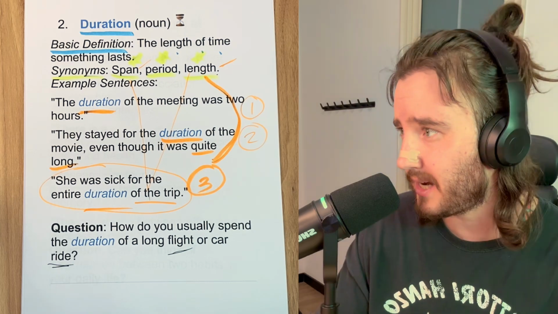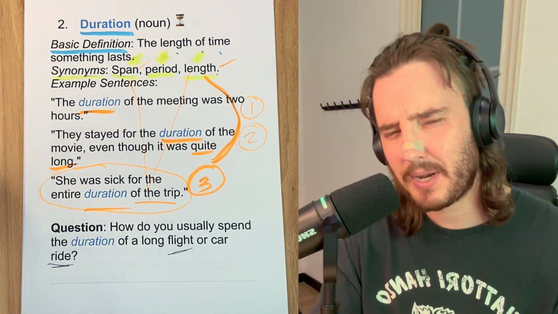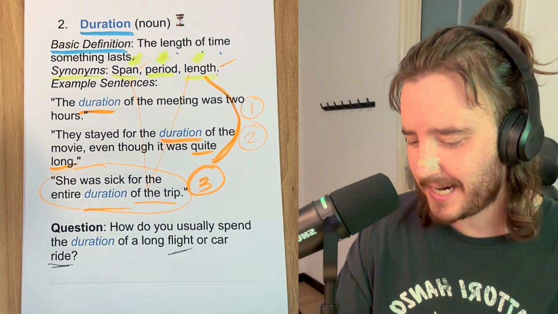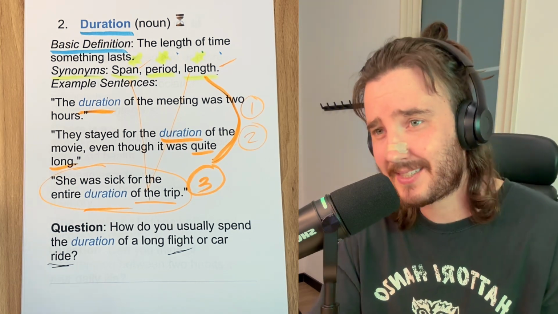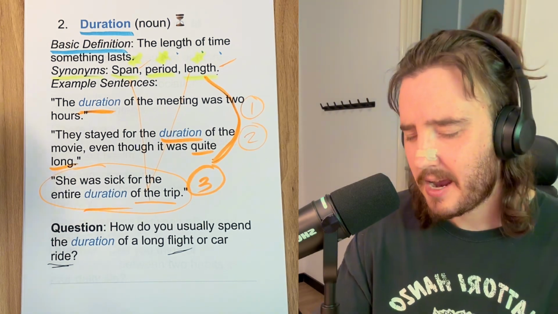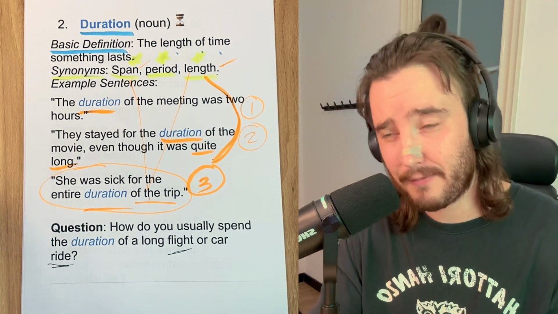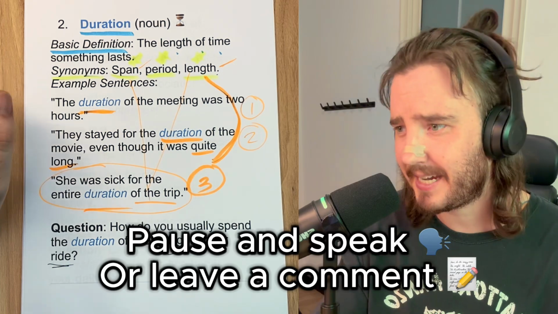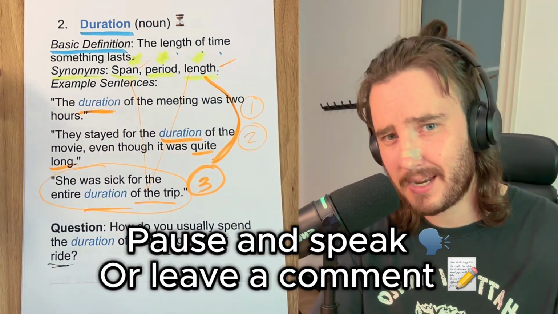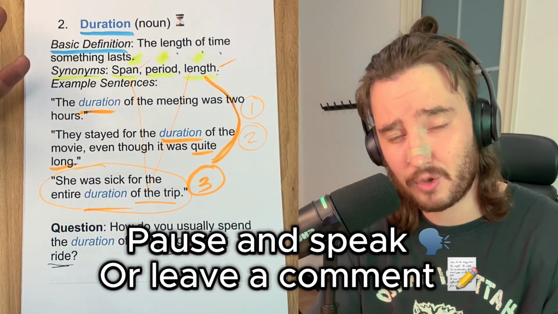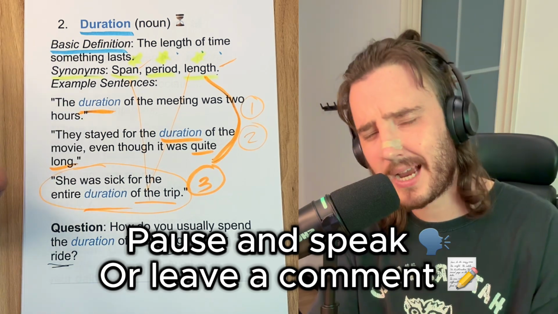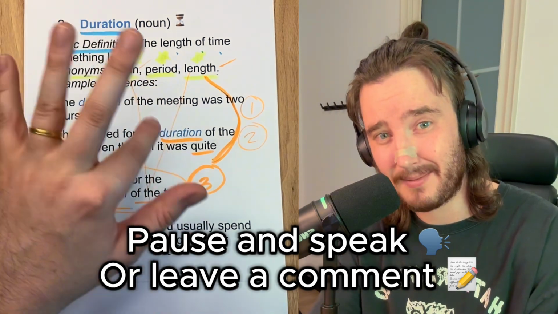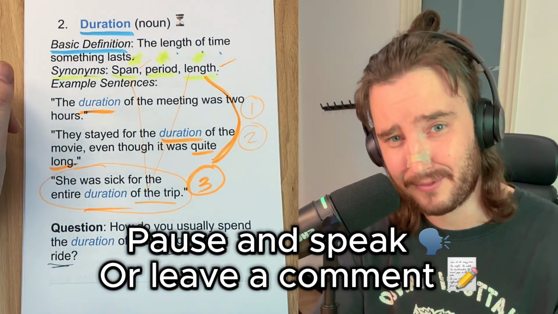But if we're talking about a plane, sometimes they make you put away your electronic devices, right? So in that situation on a plane, I prefer to read a book for the duration of the flight. How about you guys? Once again, you can pause the video and reply to this question out loud to practice your spoken English skills, or you can leave me a comment in the comment section of this video.